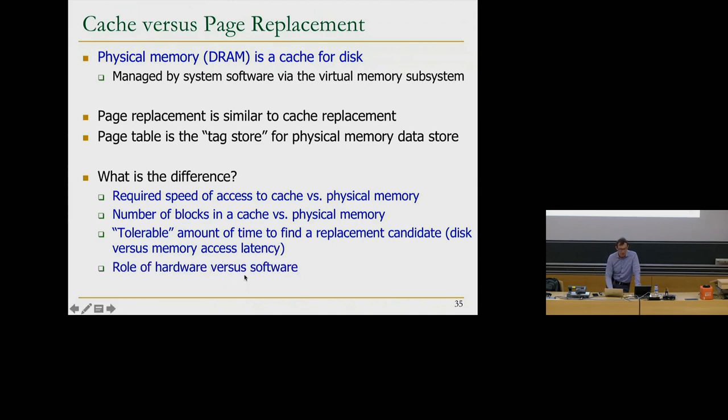And the role of hardware versus software is probably one of the most important. Normally, the caches that we have on processors are not managed by software. They're managed by hardware, as we've discussed. But in this case, we're managing the cache, physical memory, via software, right? The clock replacement algorithm is done by the operating system, because you need huge data structures. You can manage this in hardware also, but you get into a lot of hardware overhead if you actually want to do the replacement in hardware. So the management of the physical memory is usually done in software.